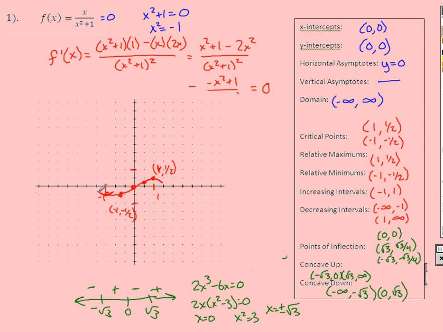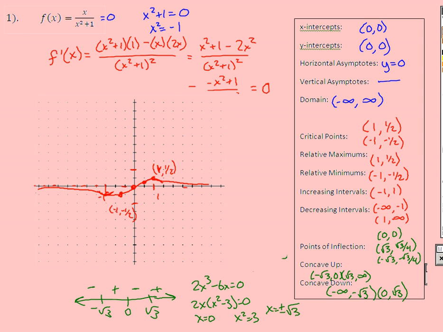So the last part is, what was the asymptote? The horizontal asymptote was y equals 0. So I should approach it, but never reach it from both sides. So something like that to the end. Very rough sketch, but that's how it works.